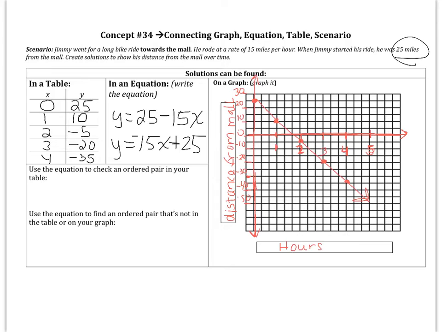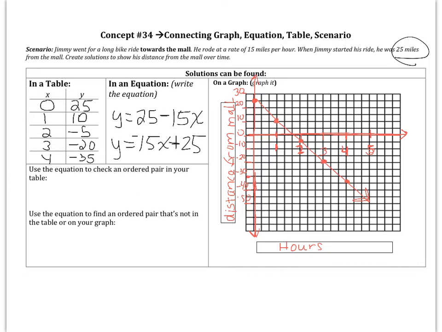how I did it. Okay, so this is what my graph looks like. My y-intercept 0, 25 is right here. What I'm doing is I'm actually counting by 5s, but I'm just labeling every other one. So it looks like I might be counting by 10s, but I'm not.